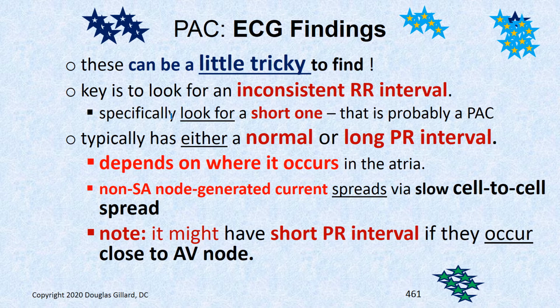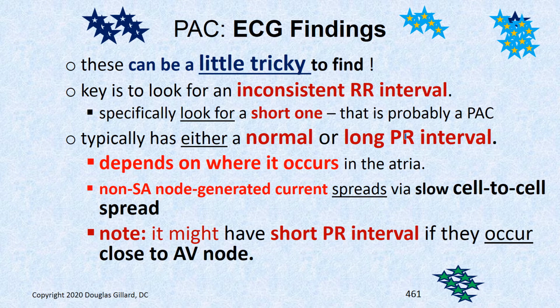Now, these can be a little tricky to find, but not really. The key is to look for an inconsistent RR interval. Now, we're going to look at another condition today, an important one. Atrial fibrillation also has an inconsistent RR interval, but it has no P wave. And these definitely have P waves. Although they may be upright, they may be downward. But look for that inconsistent RR interval, and that's kind of the key. Specifically, you're going to look for a short one, and we'll do some examples of that here in a minute.